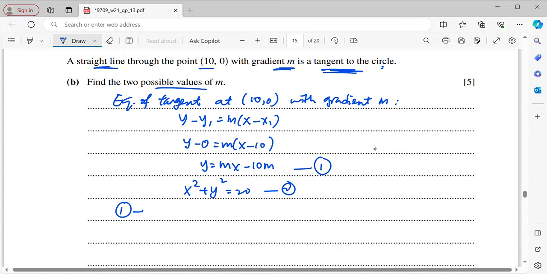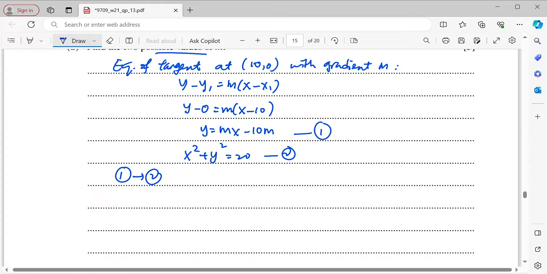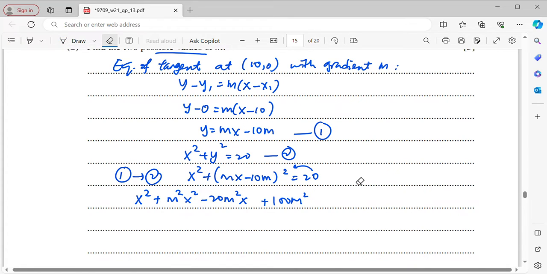Now I substitute first into second, right? Because when it is a tangent means that there will be one intersection point. So again, I'm solving simultaneous equations. So now x squared plus (mx minus 10m) squared equals to 20. Then when you do expansion, first term remains, second bracket means the square of mx minus 10. When you do expansion, it will be m squared x squared minus 20 m squared x plus 100 m squared. Then the 20 will be moved to left hand side. Left hand side, it becomes minus 20.